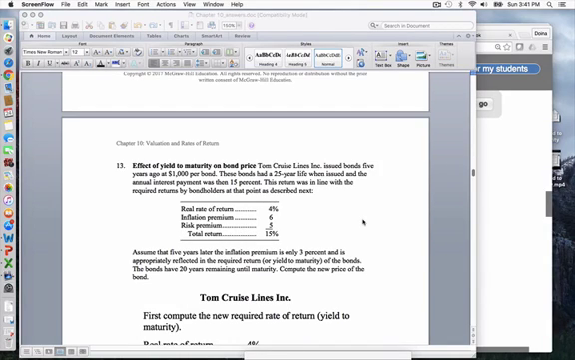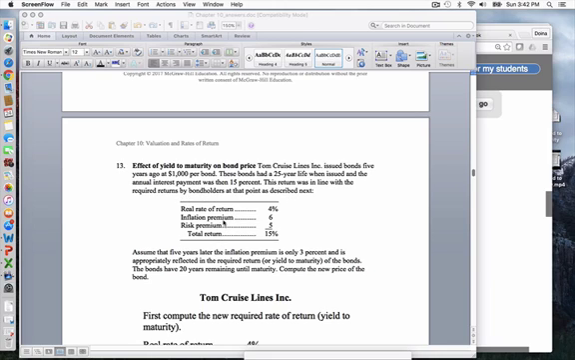Hi, let's work on some applications on yield to maturity. So this business issued bonds 5 years ago at $1,000 par value. These bonds had a 25-year lifetime span, and the annual interest payment, or coupon payment, was 15%. That means 15% applied to 1,000. Investor would receive $150 per year. This return was in line with the required returns by bondholders at that point in time.